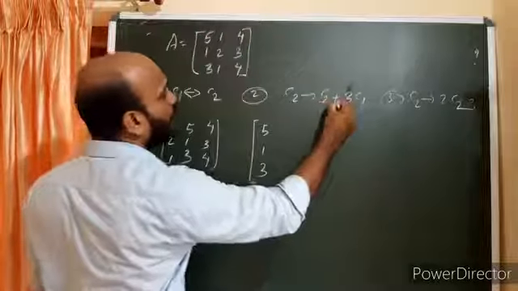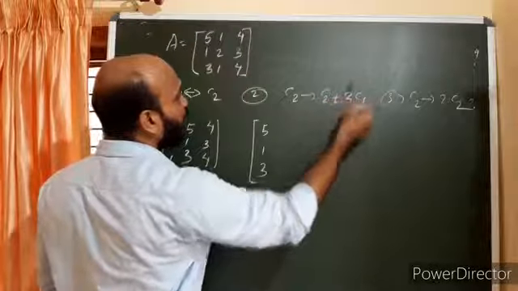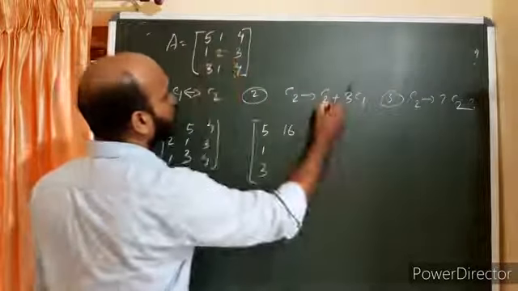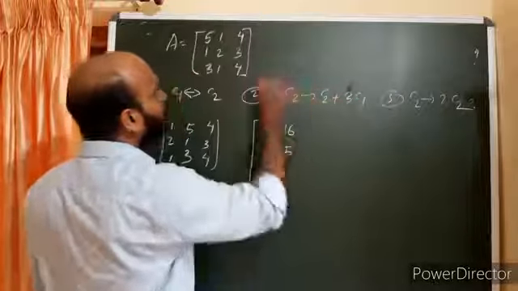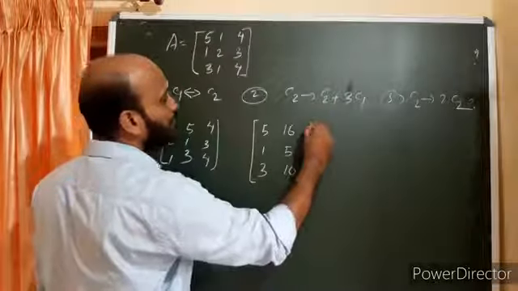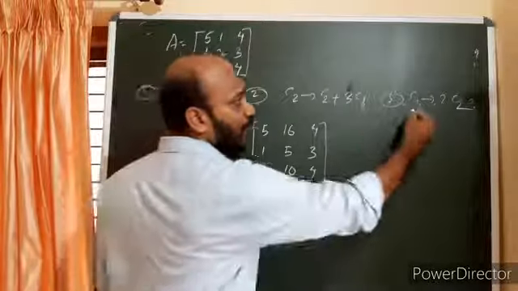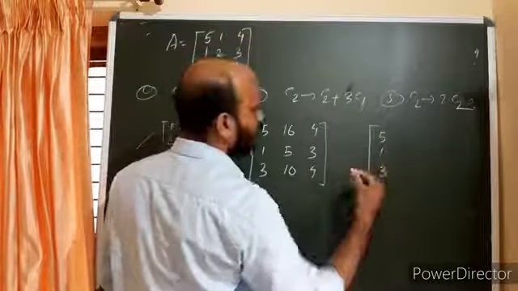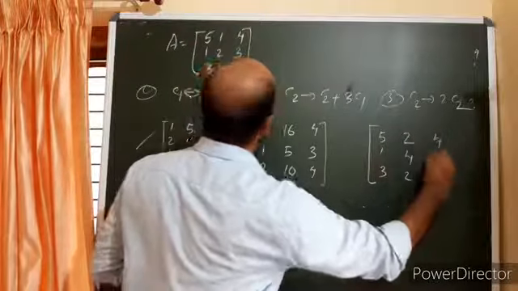5, 1, 3. Column 2 changes. 1 changes to 1 plus 3 into C1. What is the corresponding element? It is 5. So 1 plus 3 into 5. 1 plus 15, 16. Now 2 changes to 2 plus 3 into 1. 2 plus 3, that is 5. Now 1 changes to 1 plus 3 into 3. 1 plus 9 equal to 10. Column 3 will be same. Now column 2. C2 changes to 2C1. So that means column 1 same. Column 2 changes to 2, 4, 2 and column 3 same.